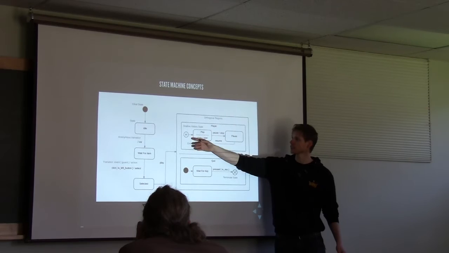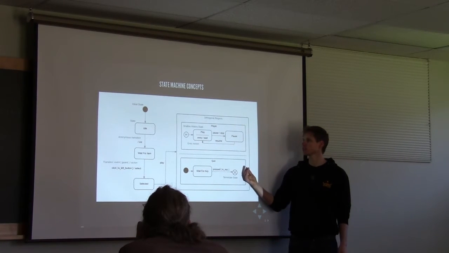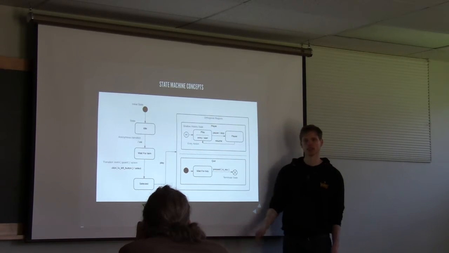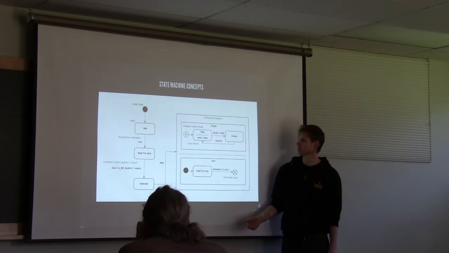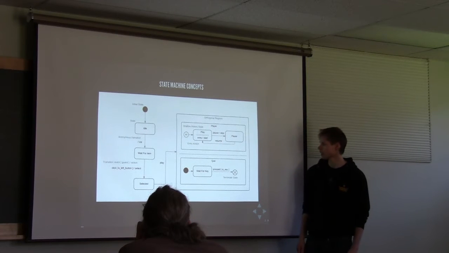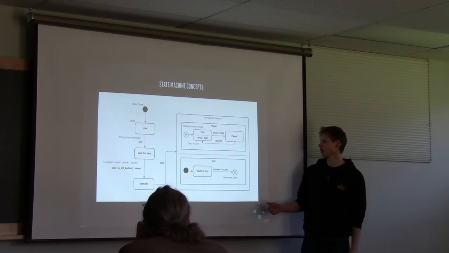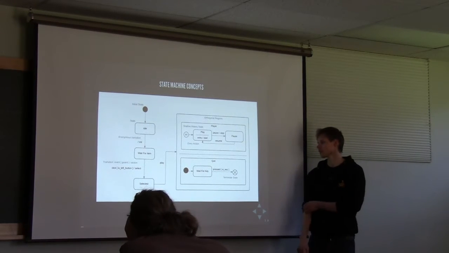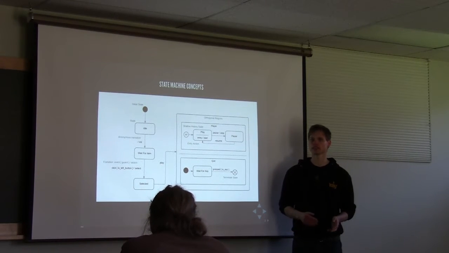Here we can have a history. It means that whenever we come back to the substate machine, we'll remember the state. A state can have entry actions, which means that whenever we enter the state, the entry action will happen, as well as an exit action when we leave the state. We can terminate the state machine, which means that the processing of any event afterwards will not happen. I don't know if that's clear.